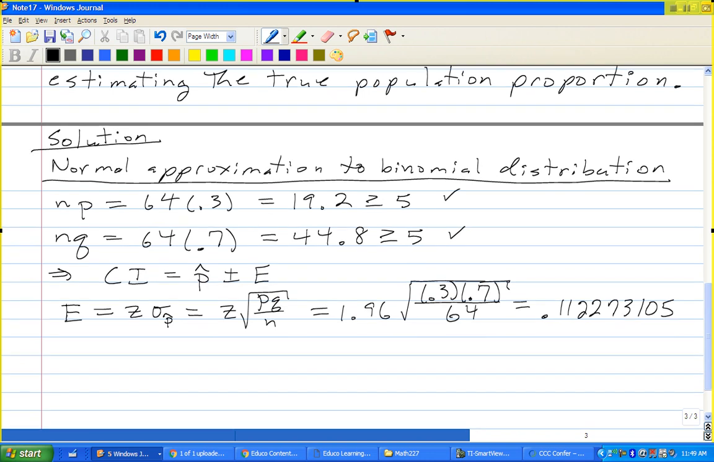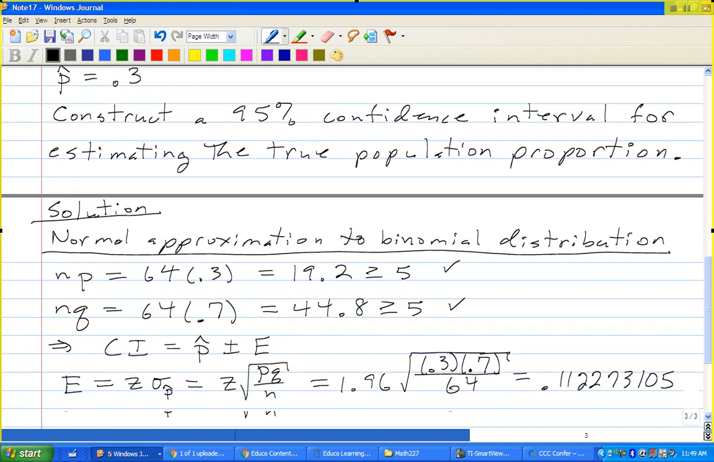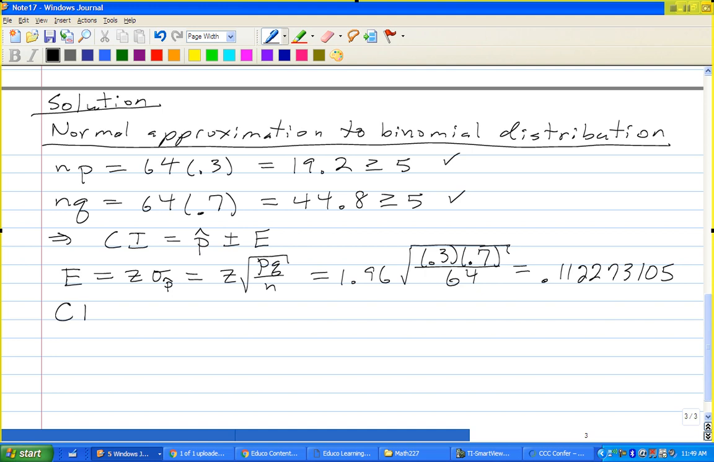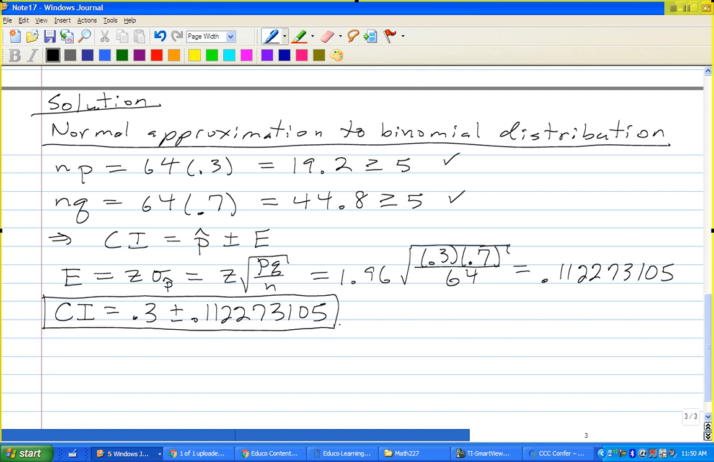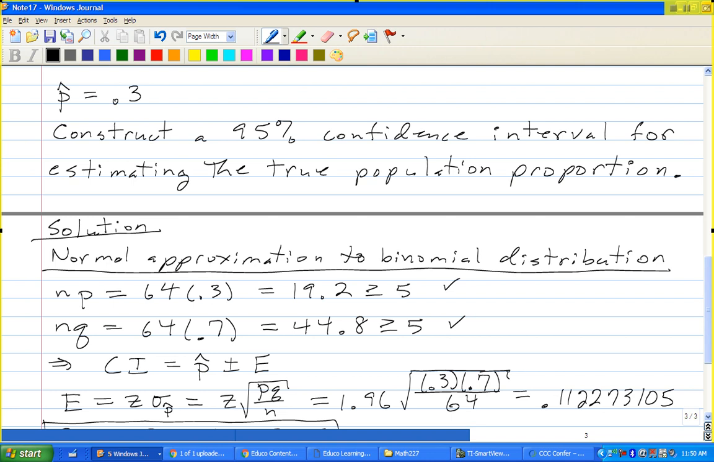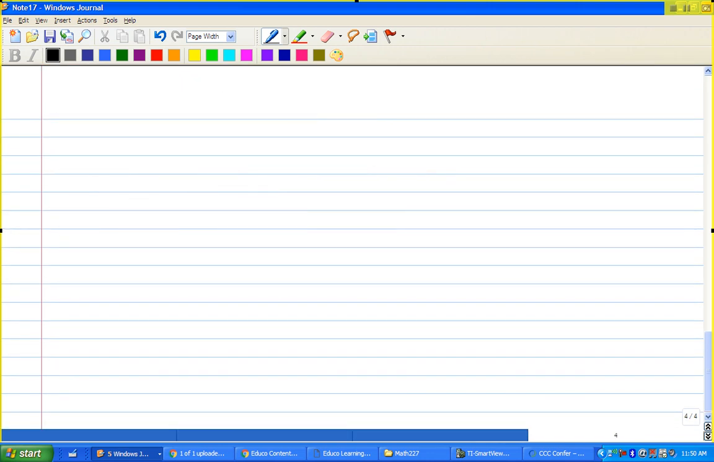Okay, and so my confidence interval is 0.3, the best point estimate, plus or minus my error, 0.112273105. And that is my confidence interval for estimating the true population proportion. So this is my 95% confidence interval for estimating P. Let me do another example.